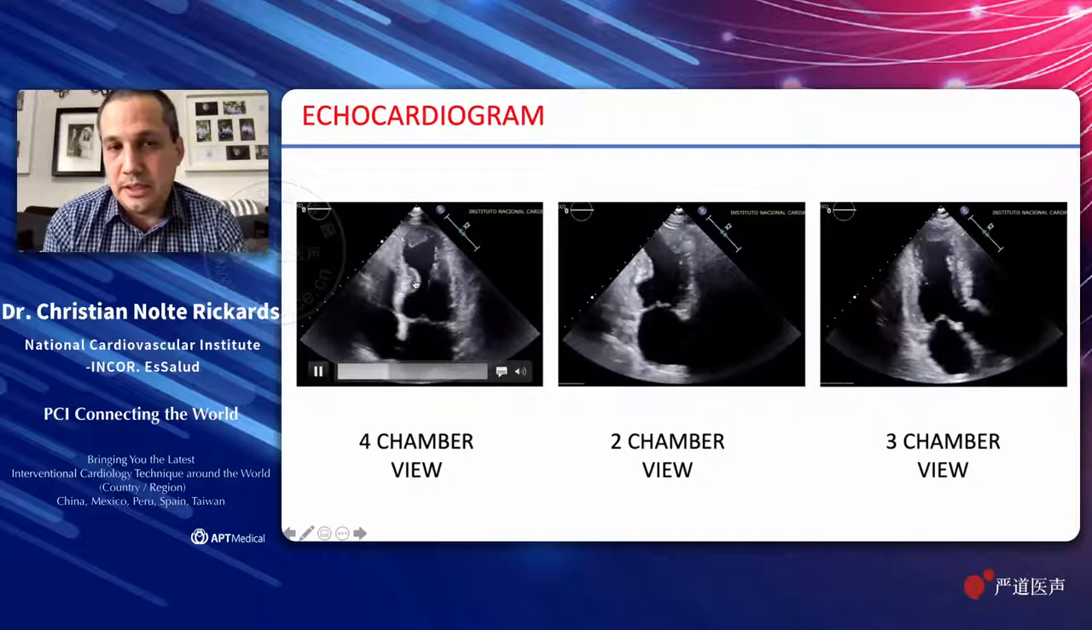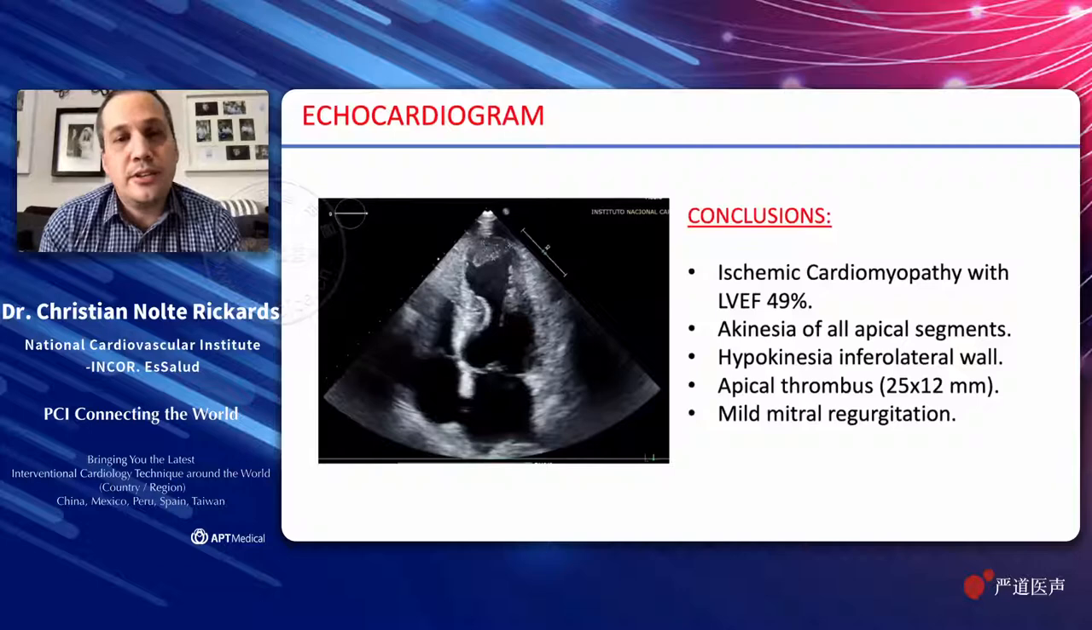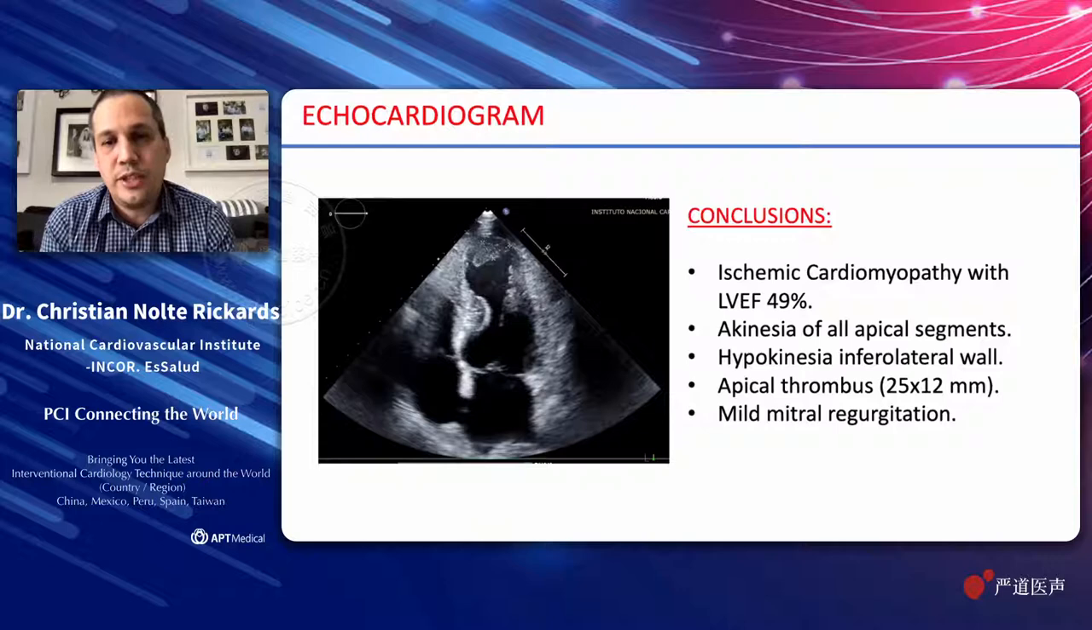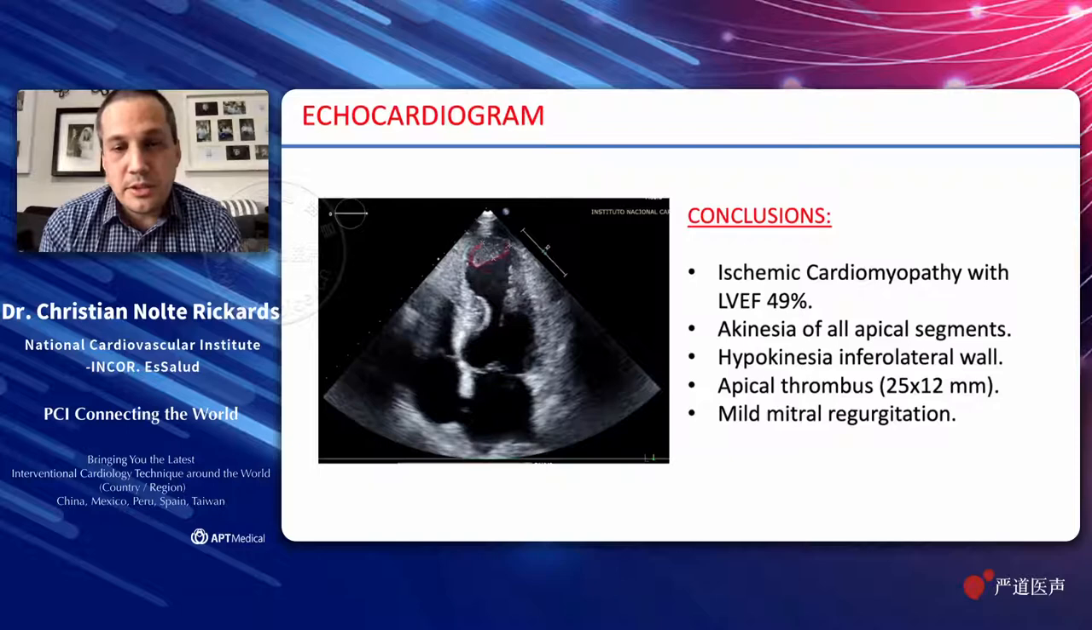The conclusions of that echocardiogram were ischemic cardiomyopathy with left ventricular ejection fraction of 49%. Akinesia of all the apical segments, hypokinesia of the inferior lateral wall, an apical thrombus, which measured 25 by 12 millimeters, and that had characteristics of non-embolization. He also had mild mitral regurgitation.